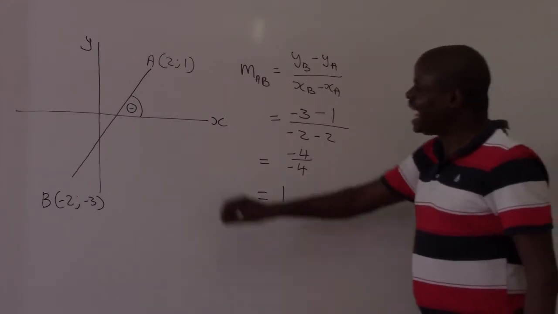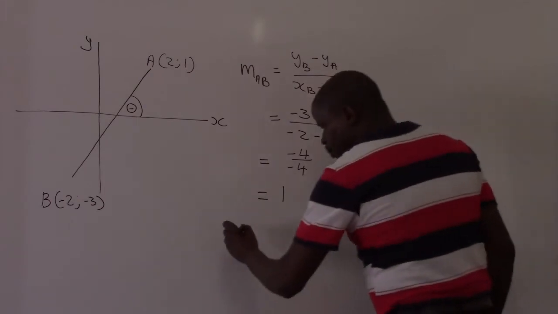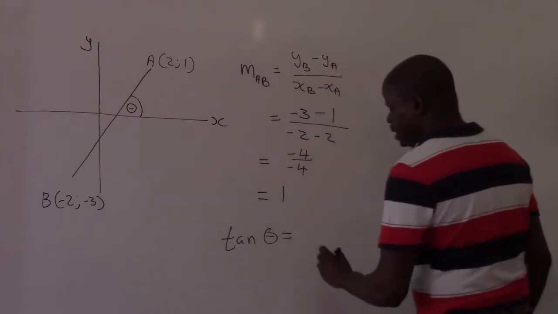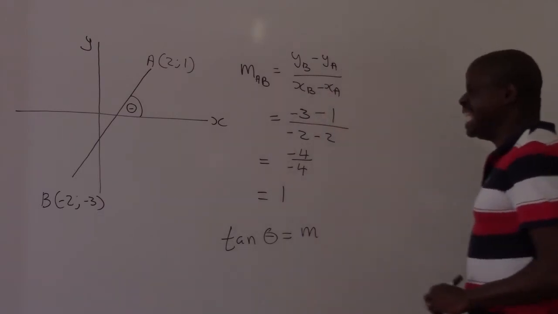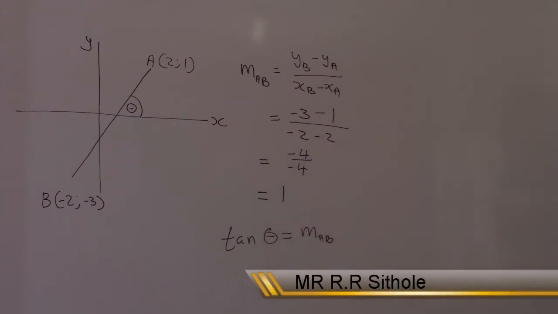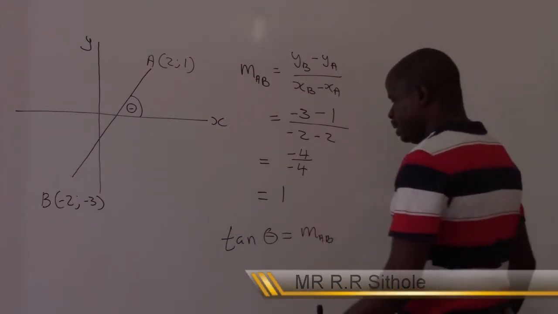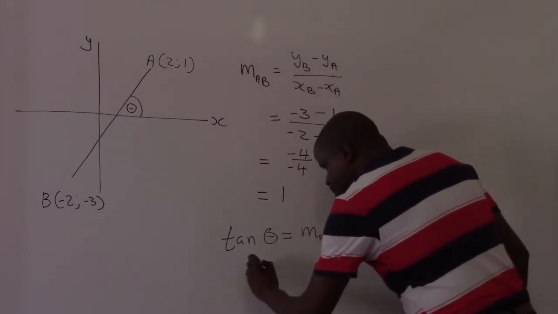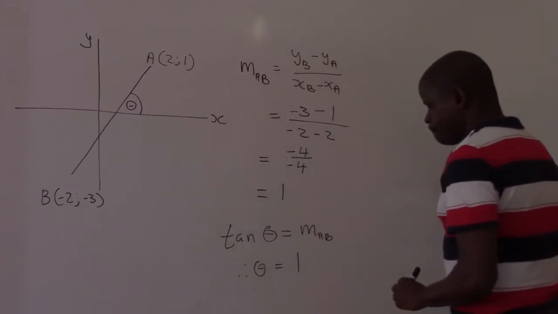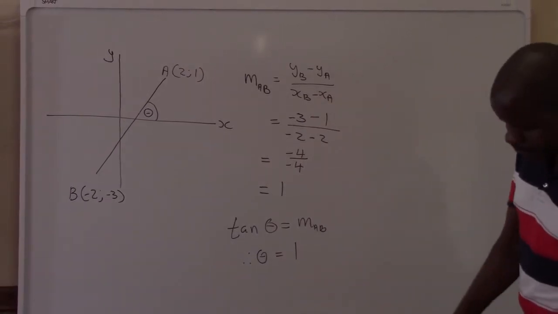So the angle of inclination, which is angle theta there, how do we go about calculating it? We say the tan of that angle theta is equal to the gradient of the line, in this case the gradient of line AB. We don't know the angle, but we know the gradient. So therefore tan theta equals 1. This is what we do in a calculator.